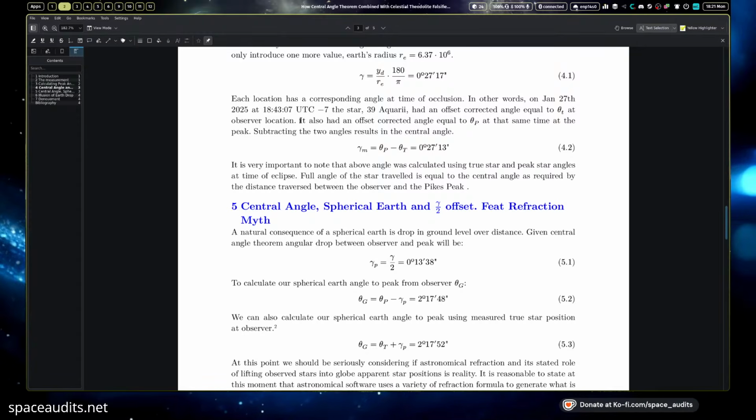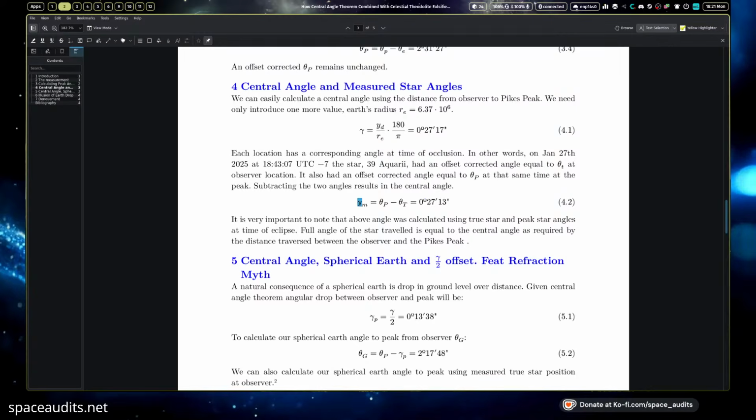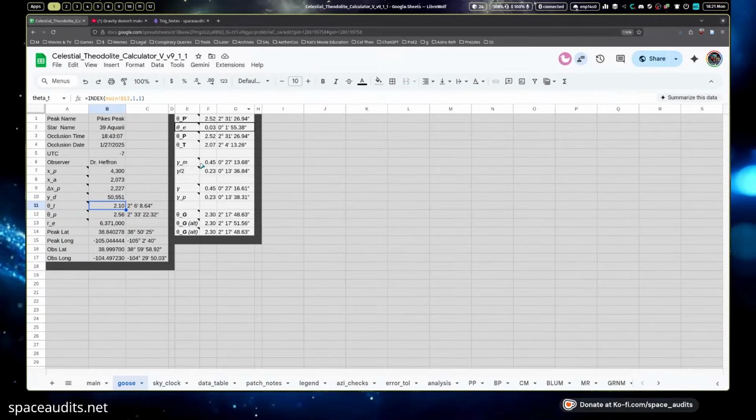Oh, yeah. It also had an offset corrected angle equal to theta p at the same time. So gamma m is equal to the corrected star positions minus each other, essentially. If you take the star's position at the peak minus the position at the observer, you get 27 arc minutes. That's what we show here with this relationship. Basically, showing that when we subtract this offset from both, we're preserving the central angle. We're not changing anything.